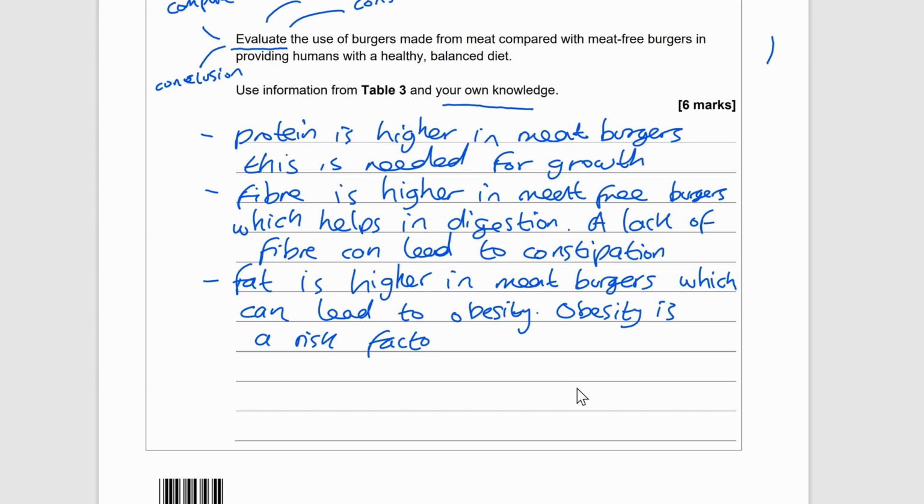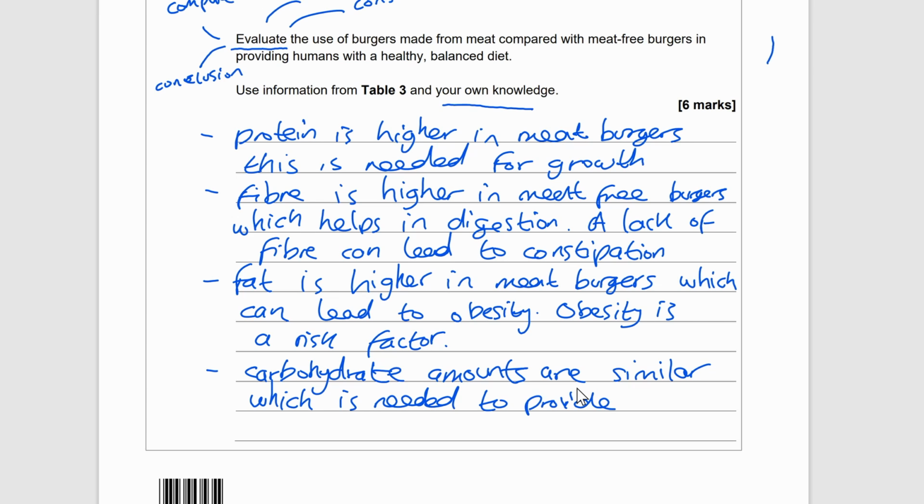So we've gone 3 points. We've compared higher, higher, higher. We've used our own knowledge, talked about growth, digestion, and obesity. We can add one more just to make sure. So we could talk about carbohydrate. Carbohydrate amounts are similar, which is needed to provide energy.